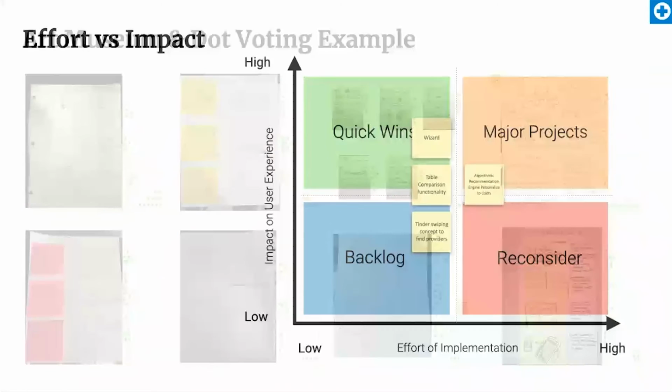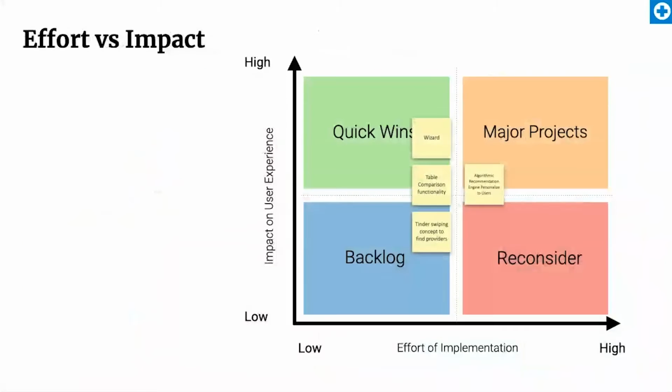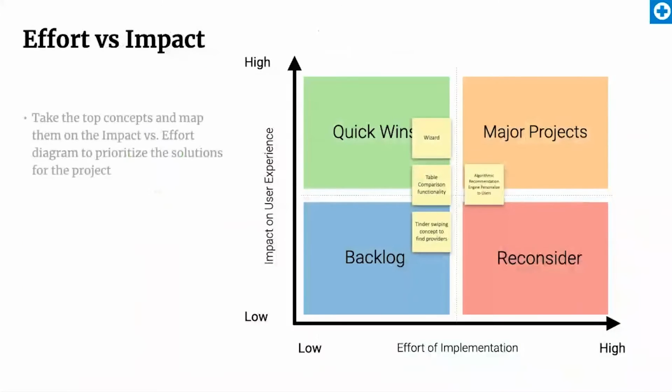And after you finish the dot voting, you can prioritize further by taking the top concepts and mapping them on an impact versus effort diagram. This helps you to evaluate each solution against the effort of implementation and the impact on the user experience.